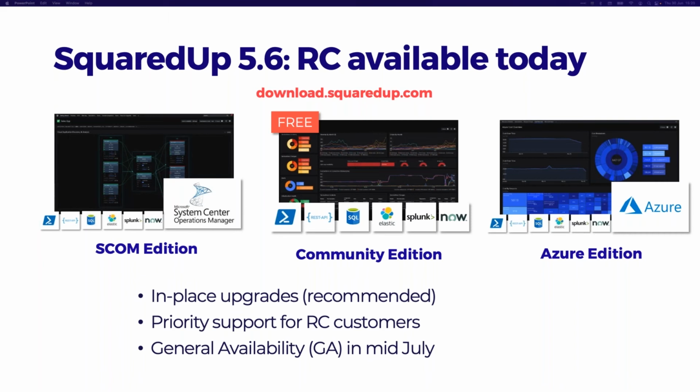If you're using Azure or the community editions, you'll also be able to make the most of the improvements that we've made to the status style, as well as the API improvements. As always, in-place upgrades are supported. In fact, they are recommended. There are no breaking changes if you're coming from version 4 or version 5.5 or earlier, and we'll continue to give priority support for customers who use release candidates. And the GA, the general availability, is due in mid-July, in about 2 to 3 weeks time from now.